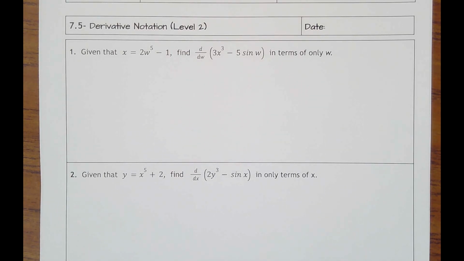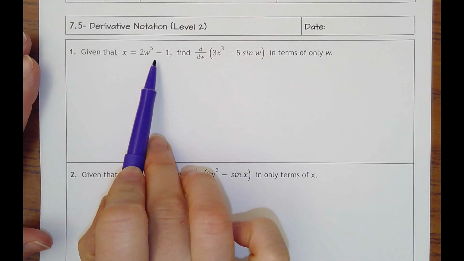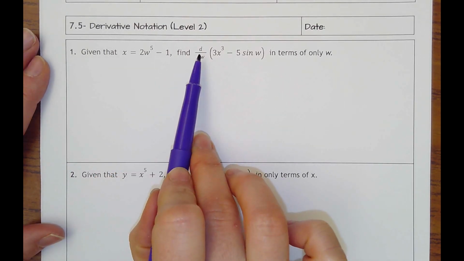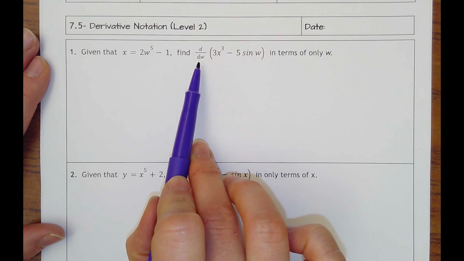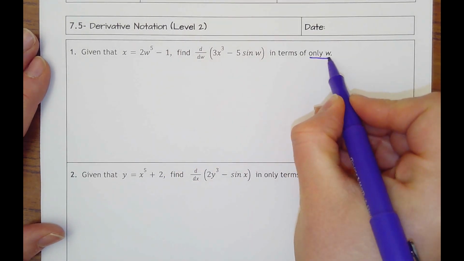7.5, derivative notation level 2. Given that x equals 2w to the fifth minus 1, find the derivative with respect to w of this function in terms of only w.